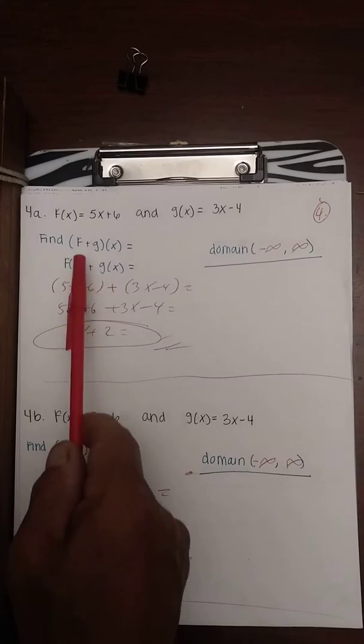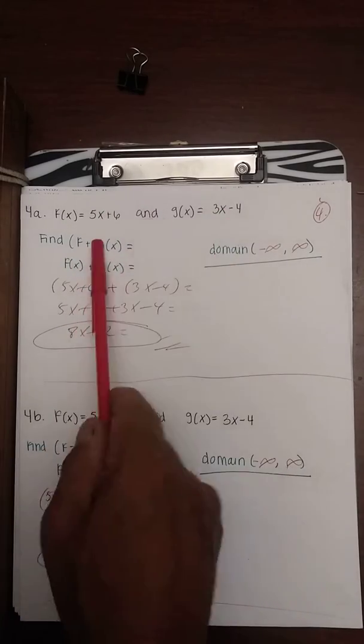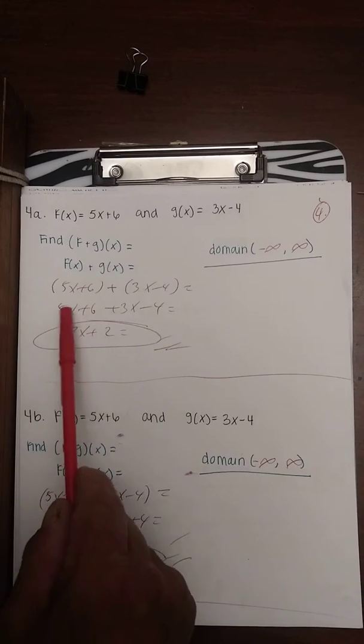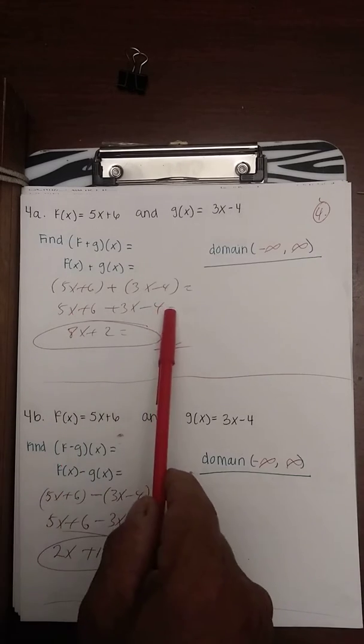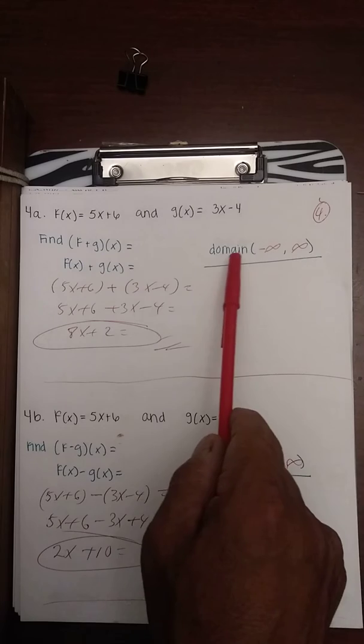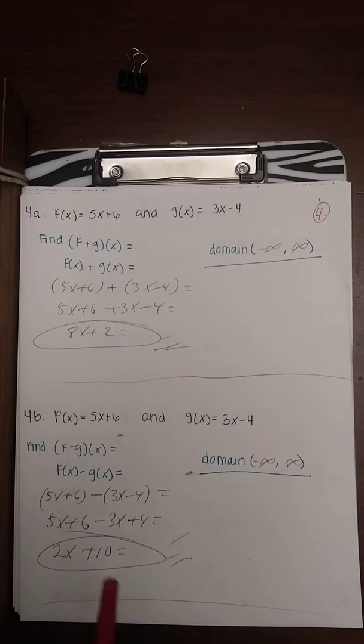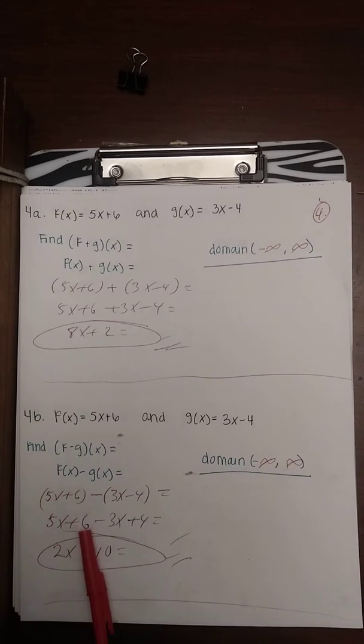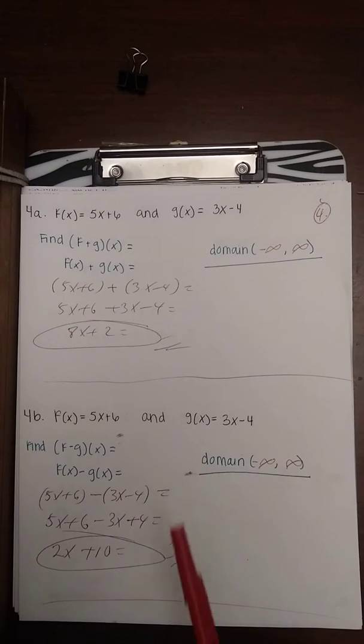4a. f plus g of x means add these two. f of x plus g of x, take parentheses off. 5x, 3x, add together, 6 and negative 4. The domain is negative infinity to infinity. f minus g means subtract. f of x minus g of x. But now, just drop it down. Negative of that's negative, negative is positive. So we have 2x plus 10, negative infinity to infinity. Here's the domain.